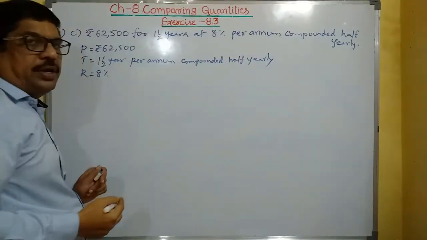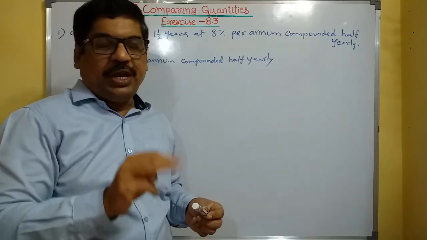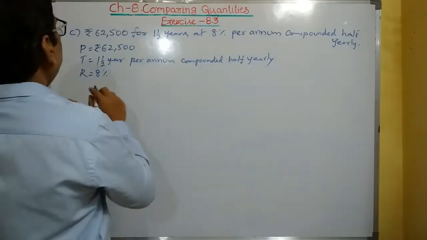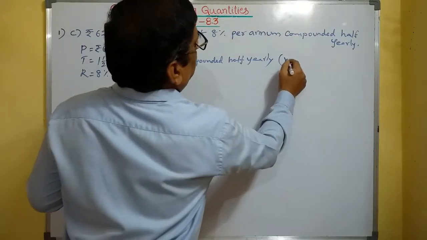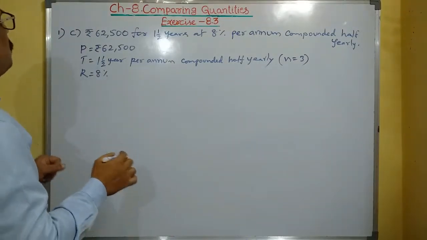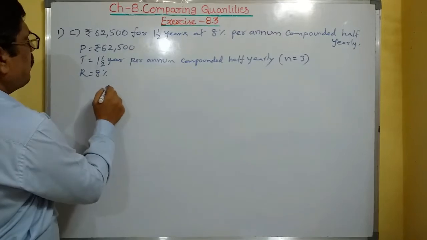So in 1.5 year we get the half year for 3 times. In 1 year there will be 2 half years and 1 more half. So total 3. Therefore N is equal to 3. Understand?